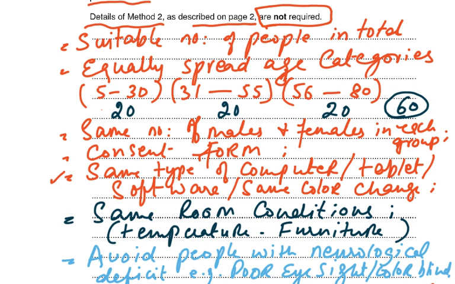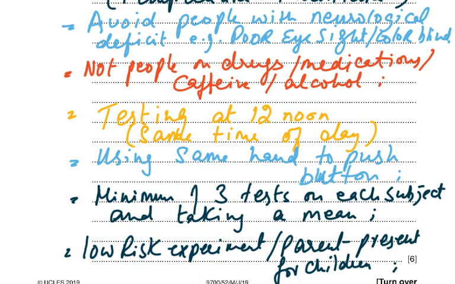Then the same room conditions. Were we going to do it in the computer lab, or in a big hall, or how were we going to do it? Where were we going to do this experiment? So the same room conditions, the same temperature, the furniture, computer lab, or any other place which you would think of. And then, of course, you should be avoiding people with a neurological deficit or poor eyesight, or maybe if they're colorblind.